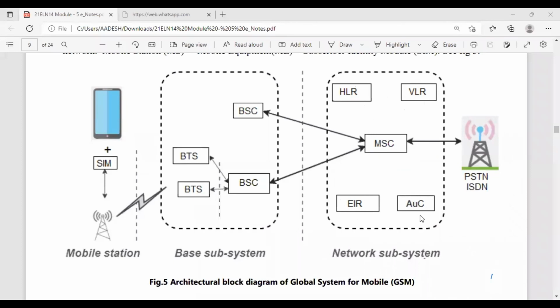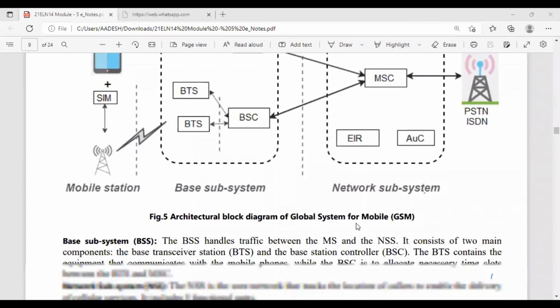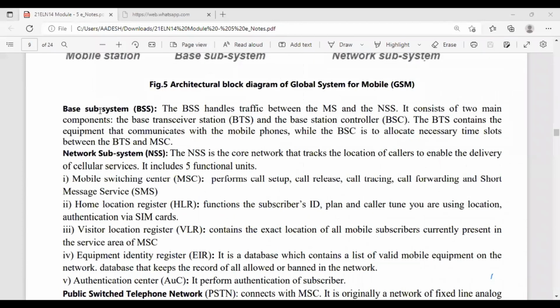So basically the GSM network architecture is divided into three things: one is the mobile user side, one is the base station side, and one more is the network subsystem. The same thing is explained here.